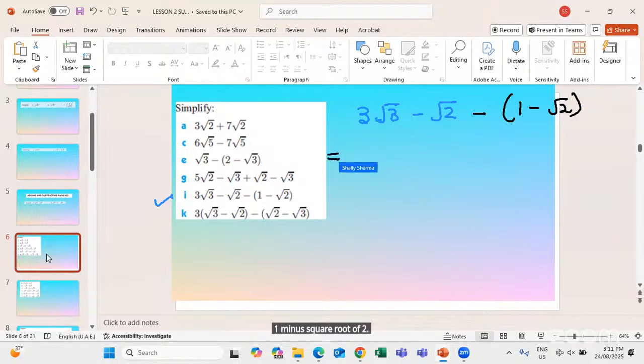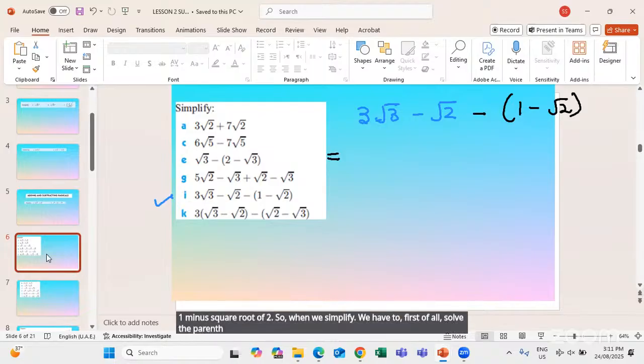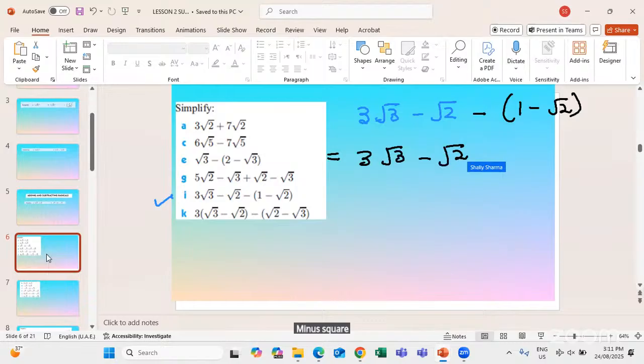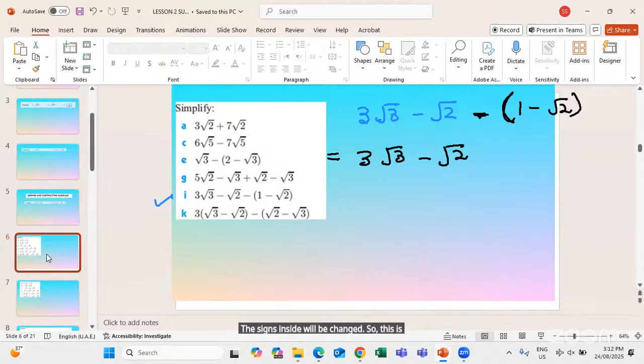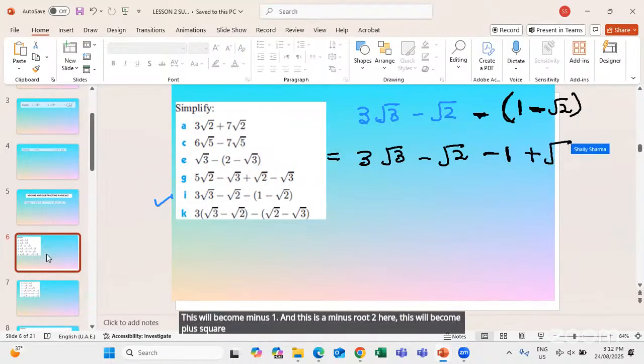So when we simplify, we have to first of all solve the parenthesis part. So this is 3 root 3 minus square root of 2. Open the bracket. If nothing is here, it is minus 1. See, there is a minus sign here. If you have a minus sign before the parenthesis and you open the brackets, the signs inside will be changed. So this is a plus 1 here. This will become minus 1. And this is a minus root 2 here. This will become plus square root of 2.